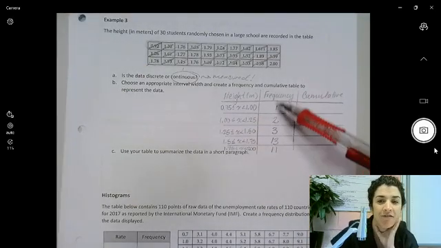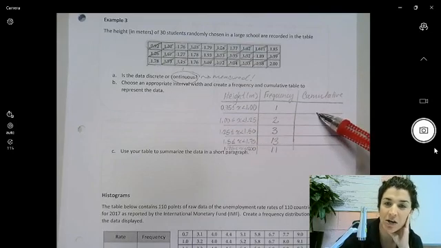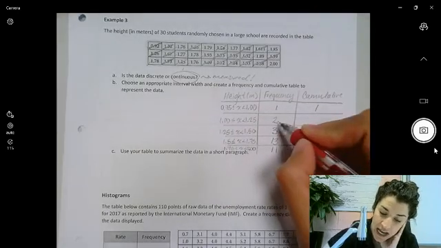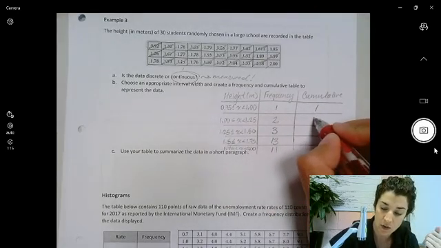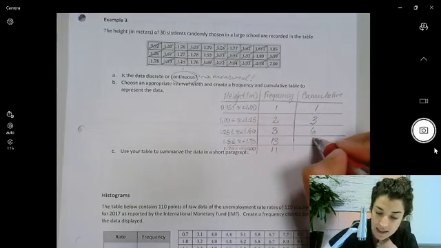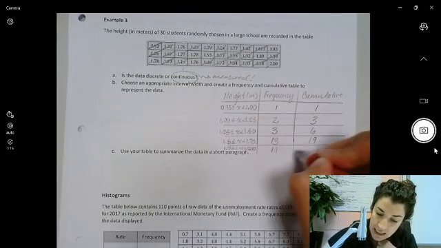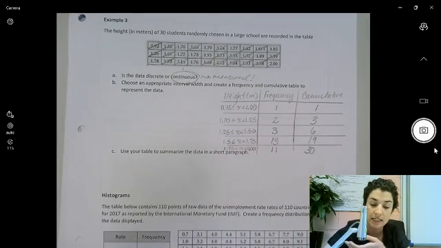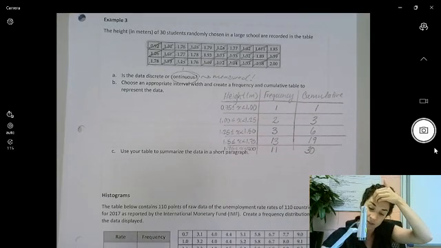Okay, so now we have our frequency for these ranges, and now we're going to go through and make our cumulative frequency. So we start with 1, and then we just add in the 2 that we then count up. So now we've got 3, and then we add 3 to 6, 6 to 13, 19, 19 to 11, and we've got a total of 30 students that we counted in this.